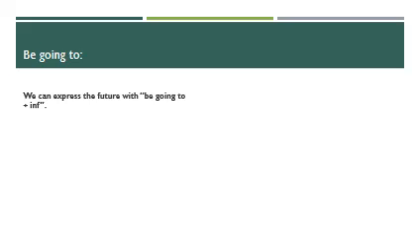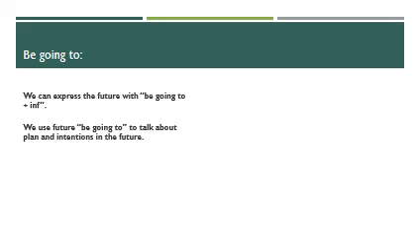So we can express the future with be going to plus infinitive. So it means the verb doesn't change its form. We use future be going to talk about plans and intentions in the future.